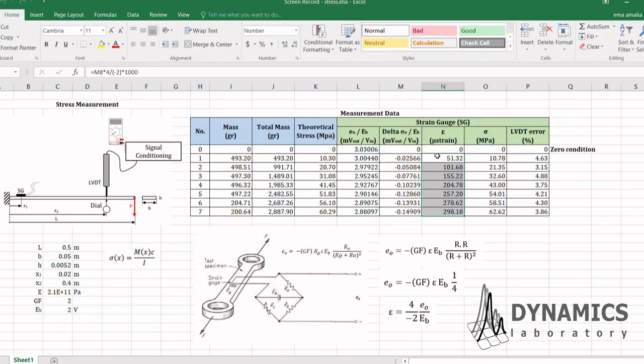Next step, we can multiply the strain by the Young's modulus and get the stress value. Finally, we can calculate the error by comparing the strain gauge measurement result with the theoretical stress, and we get a maximum error of about 4.6%. From this stress measurement, we have an error smaller than 5%. Thus, our measurement can be said to be a good measurement.